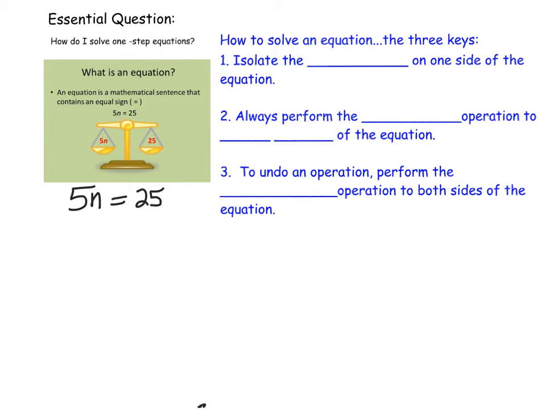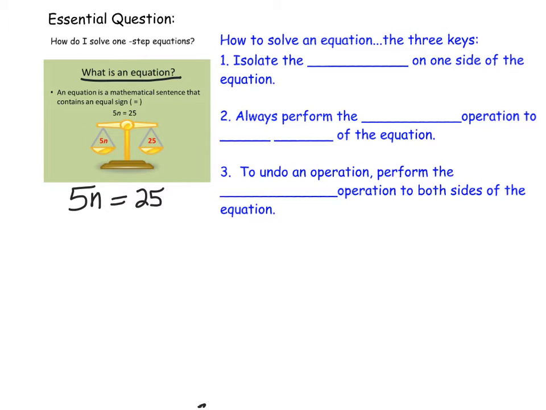Hi guys, Miss Terrell here. Today we're going to answer the question, how do I solve one-step equations? First of all, we want to look at what is an equation. It says an equation is a mathematical sentence that contains an equal sign. So in this problem, we have the equation 5n equals 25.